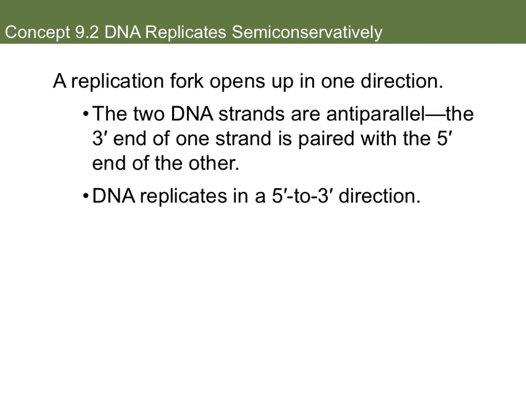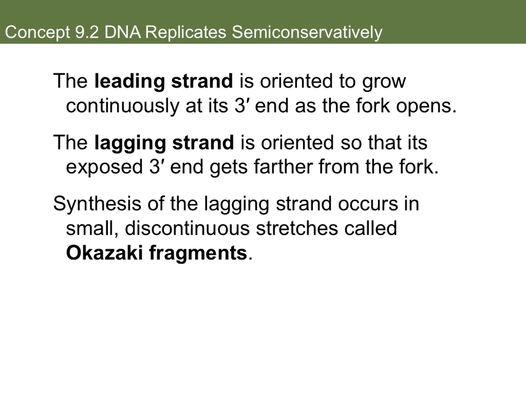A replication fork opens up in one direction. The two DNA strands are anti-parallel, with the 3' end of one strand paired with the 5' end of the other. DNA replicates in overall the 5' to 3' direction. The leading strand is oriented to grow continuously at its 3' end as the fork opens. The lagging strand is oriented so that the exposed 3' end gets farther from the fork. Synthesis of the lagging strand occurs in small discontinuous stretches called Okazaki fragments.